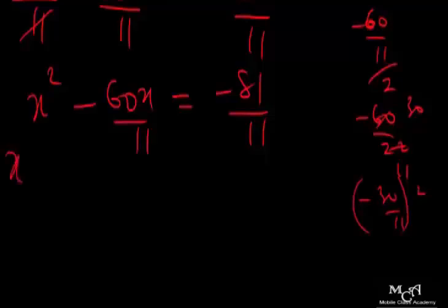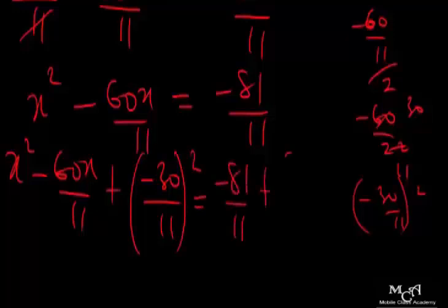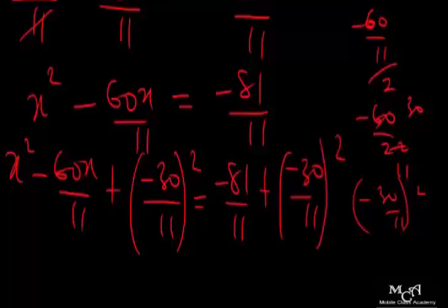So I have x squared minus 60x over 11, plus bracket minus 30 over 11 all squared, equal to minus 81 over 11 plus bracket minus 30 over 11 all squared. Okay?